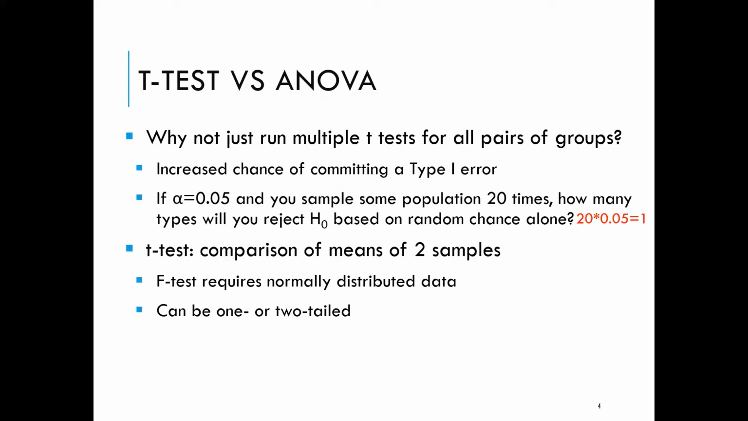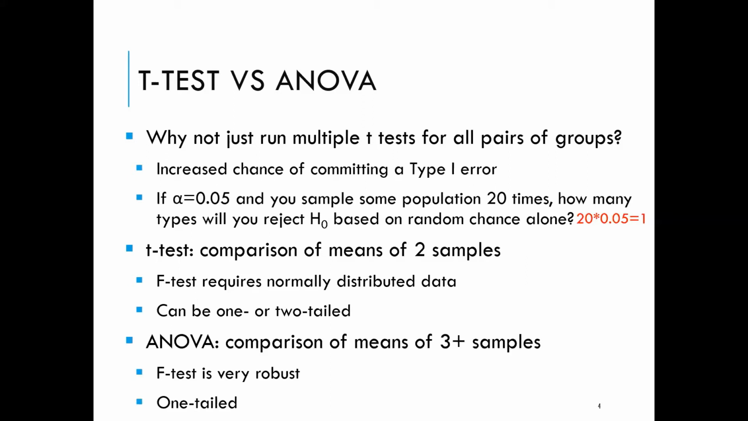The t-test, as we talked about before, is the comparison of the means of two samples. The f-test that's used to determine whether we use a Student's or Welch's t-test does require normally distributed data, and that test can be one or two-tailed, though we, in this class, forced it to be one-tailed. An ANOVA, on the other hand, which compares the means of three or more samples, uses an f-test as well, but it's very robust, and this f-test is always one-tailed.